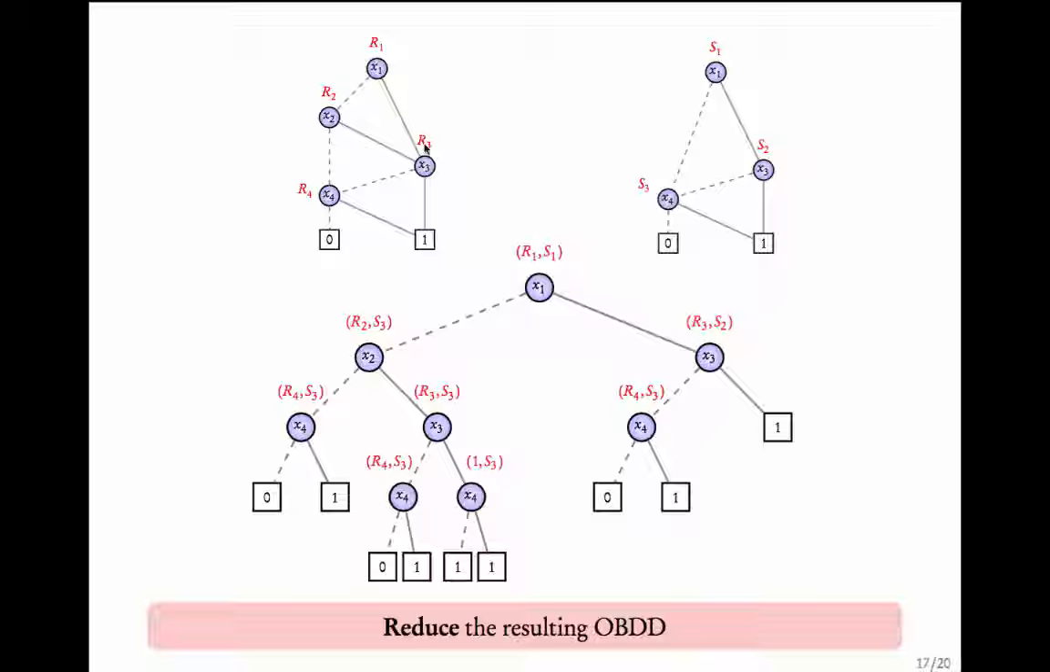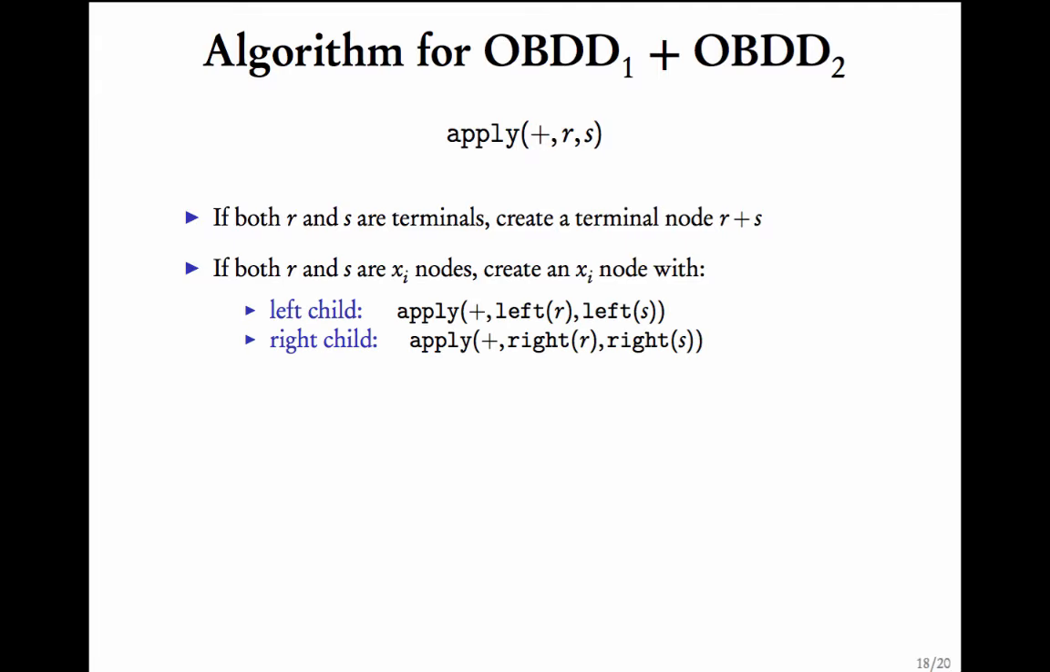Suppose you take apply of R3 and S2. Both of them have the same variable. And what does the function do? It creates a new node with variable x3, and creates a left child and a right child. And what is this left child? You take the left of both. So this becomes R4, S3, and here you took the right of both. So you did the apply on the left child of both of them, and here you did the apply on the right child of both of them. Here, since both of them turned out to be terminals, you just did the operation. That's what this says.